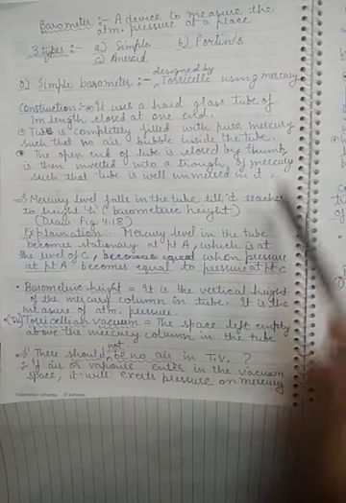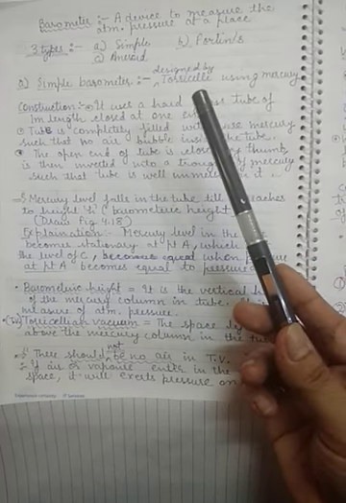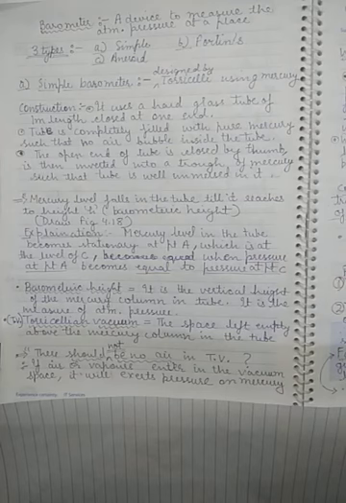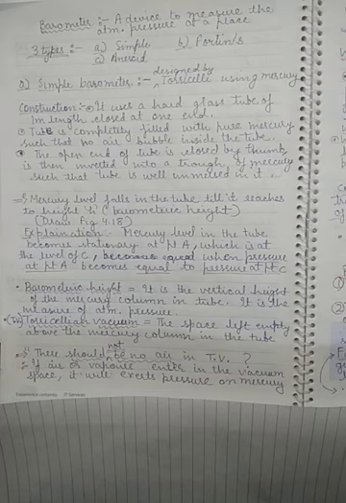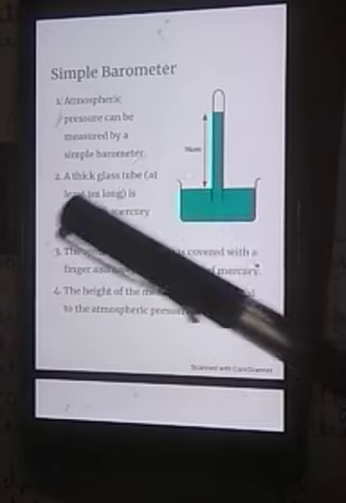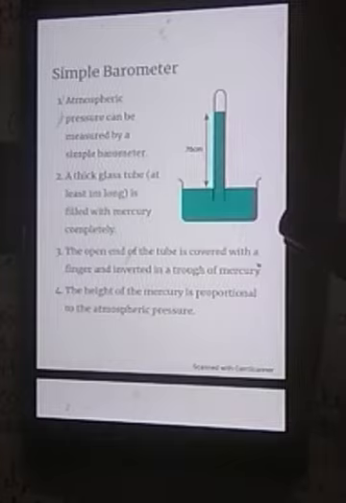Now one thing more, this barometer was designed by a scientist called Torricelli. Yes, he used mercury in this barometer. Although a barometer can be made up of different types of liquids, mercury is the best liquid. Why it is best, we will learn in a later topic. So I have a figure of a simple barometer which is made up of mercury.